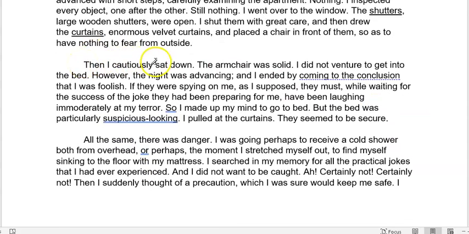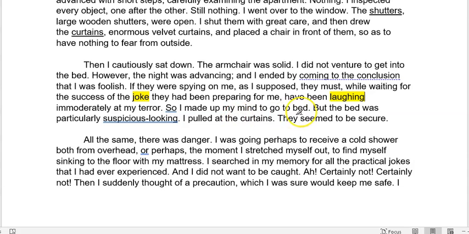And he continues, "Then I cautiously sat down. The armchair was solid. I did not venture to get into the bed. However, the night was advancing, and I ended by coming to the conclusion that I was foolish." Yes, he's being foolish, right? He's doing all of these things for no reason. "If they were spying on me, as I suppose they must, while waiting for the success of the joke they had been preparing for me, I have been laughing immoderately at my terror," his fears.